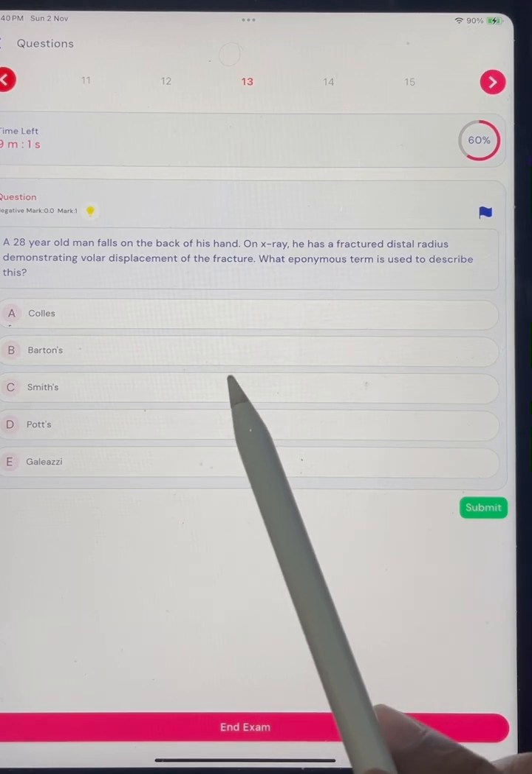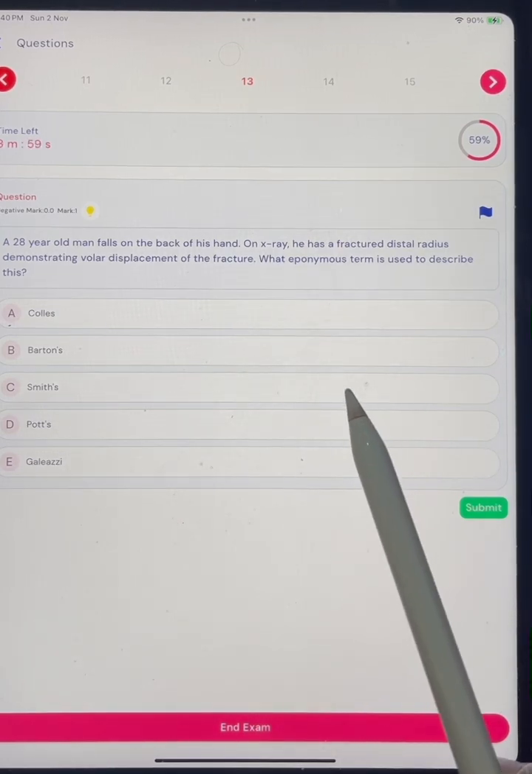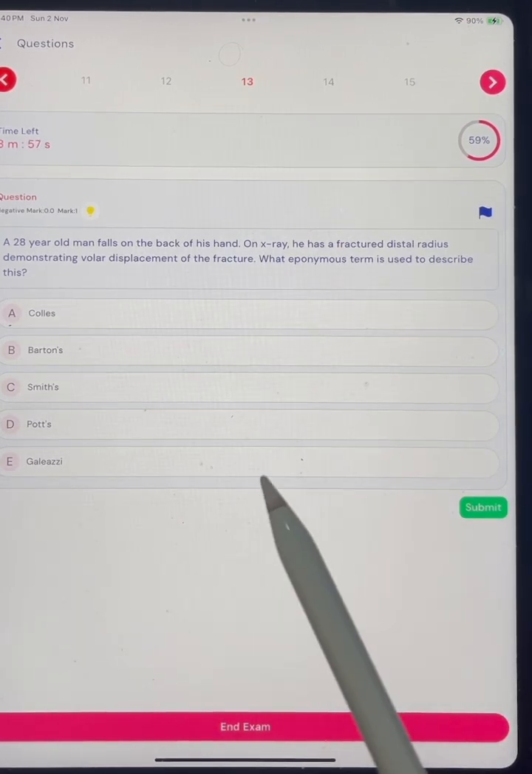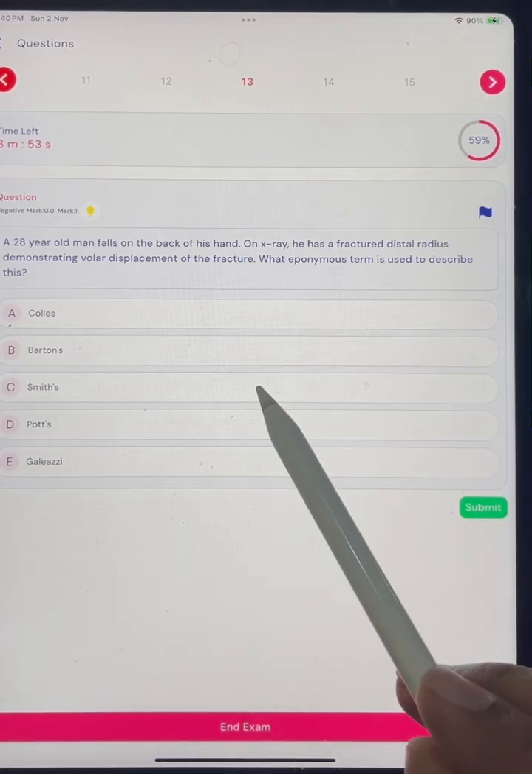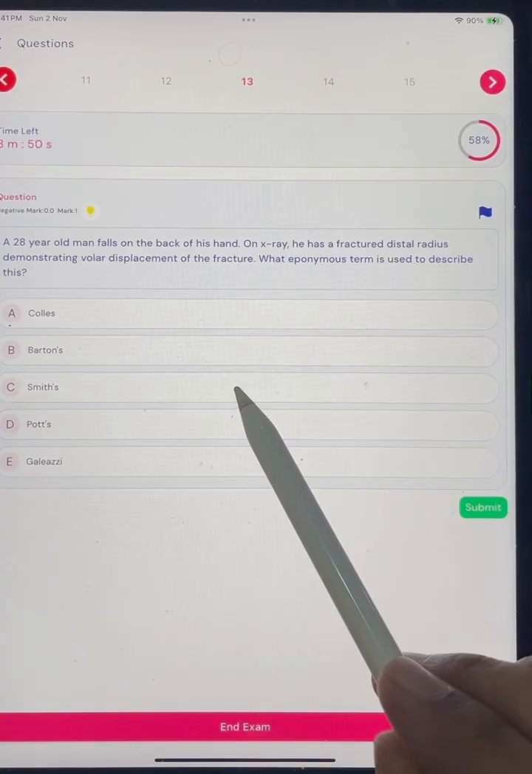A 28-year-old man falls on the back of the hand, fractured distal radius. Back of the hand means volar displacement is there. This is the opposite of Colles, that is Smith with the eponym. This is Smith's fracture.